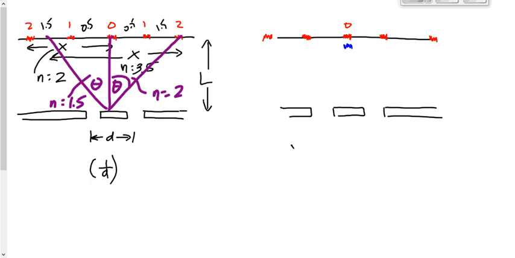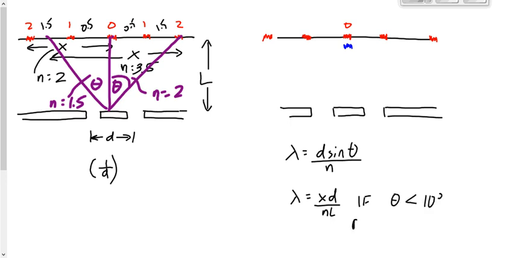Remember those two equations that I taught you the other day? Lambda is equal to d sine theta over n. Lambda is equal to xd over n times L. This was our if equation: if theta is less than 10 degrees. Or we can use our rule of thumb, or our ROT, and say that we can use this equation if L is greater than 10 times x, right? We're going to use this second equation here.